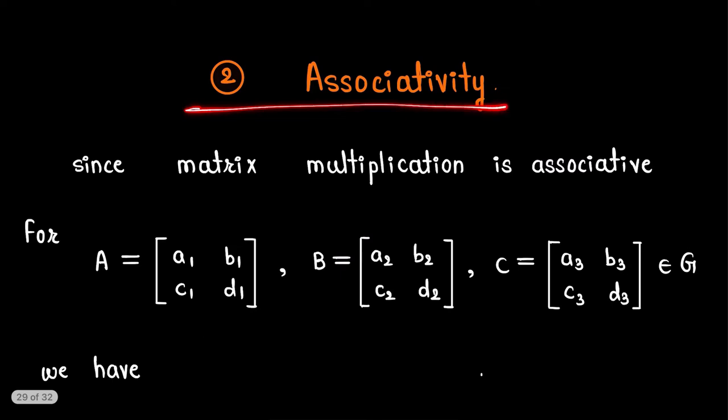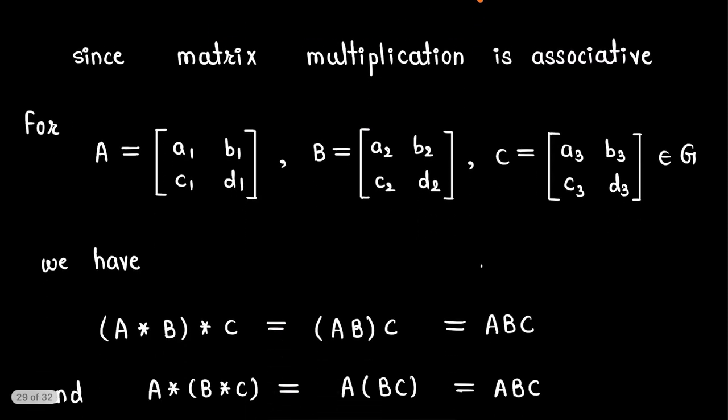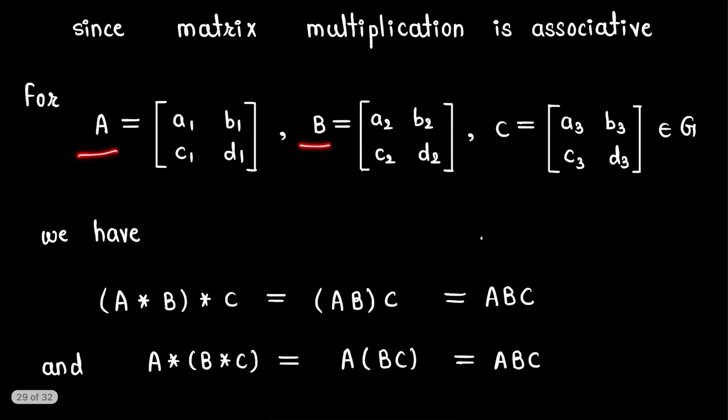Next property is associativity. We know that matrix multiplication is always associative. Therefore, for any three matrices A, B, C in set G, we have (A star B) star C equals the product of matrix AB with C, that will be equal to the product ABC, and again A star (B star C) will be the product of matrix A with matrix BC, and that will be equal to the product ABC. So here star is also associative.